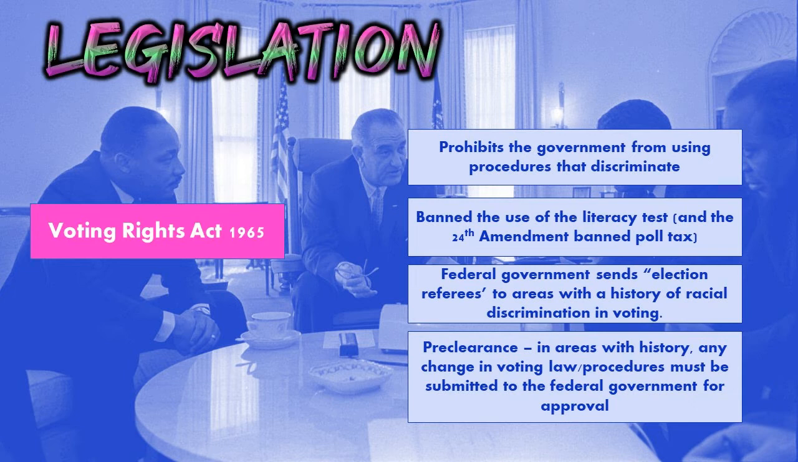Now, in 2014, the Supreme Court struck this part of the Voting Rights Act down, and we'll talk about that later when we talk about voting. But this was what made the Voting Rights Act the most effective law.